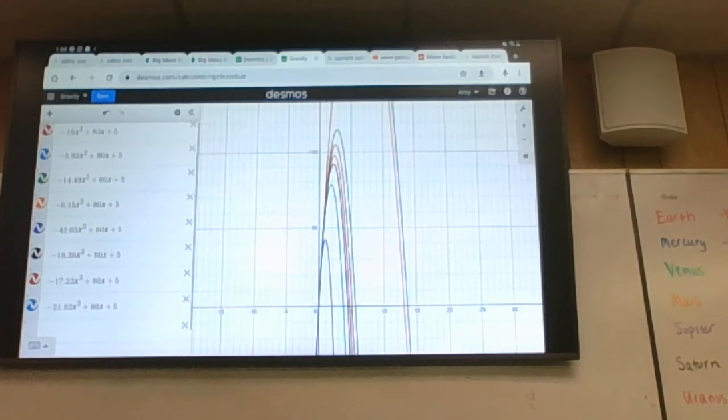Negative 21. Natural height. Negative 21. Yeah. 0.82 t to the power 10 plus 80t. I mean plus.